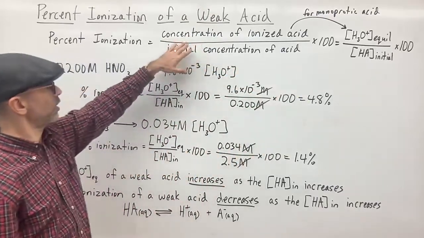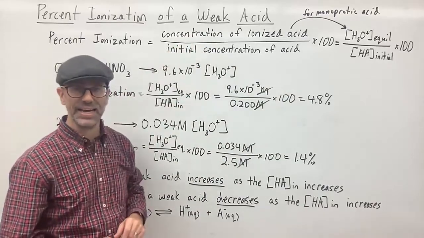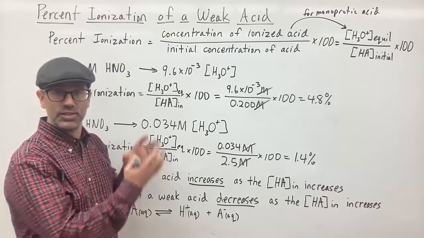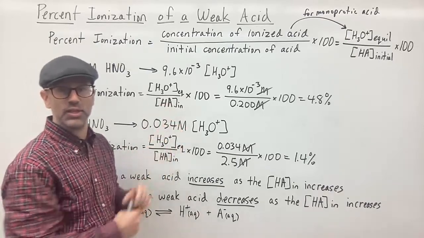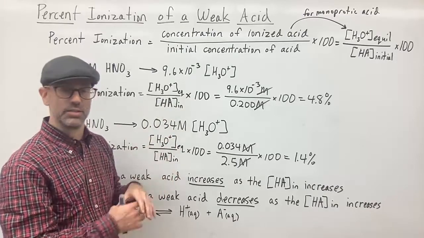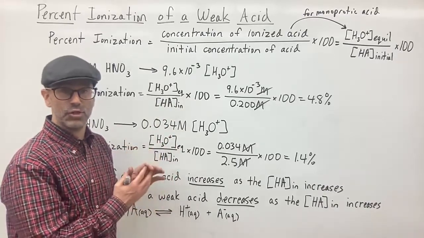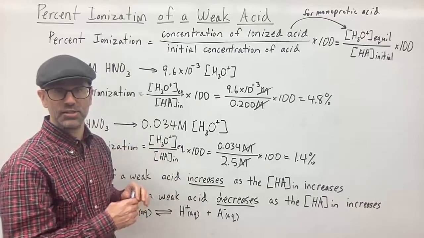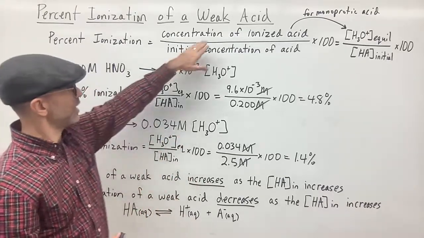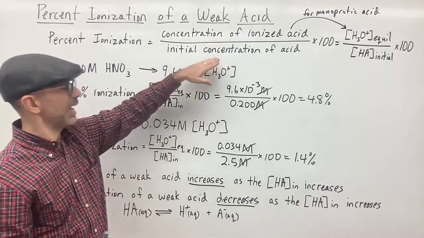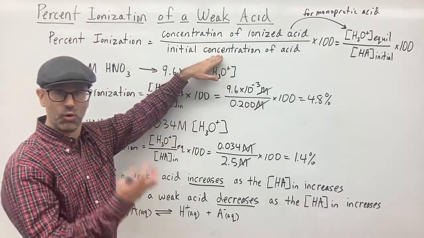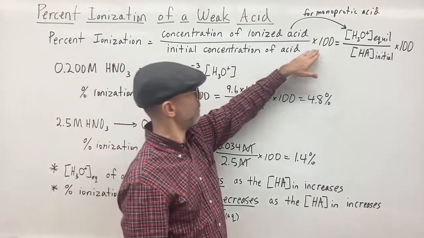The part here is the concentration of the ionized acid. So how much of the acid was ionized? That's the part. Not all of it is going to ionize because it's a weak acid. If it was a strong acid, it would be 100% ionization. So part of it will ionize, and that's the concentration of the ionized acid. The initial concentration of the acid we started with is our whole, and we multiply that by 100.